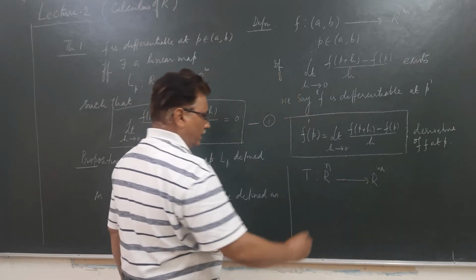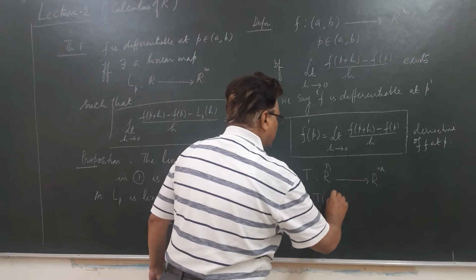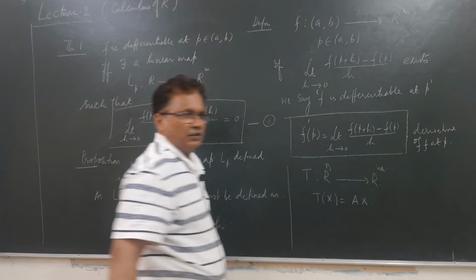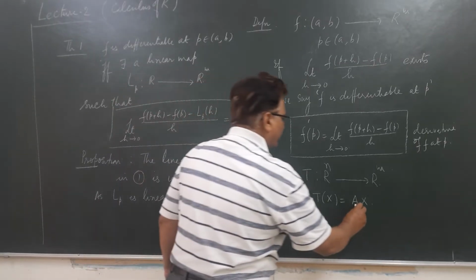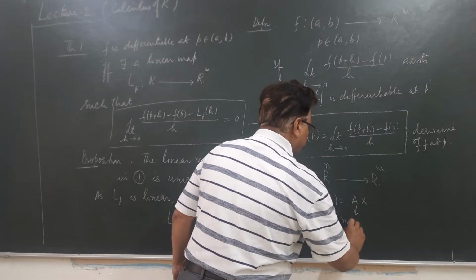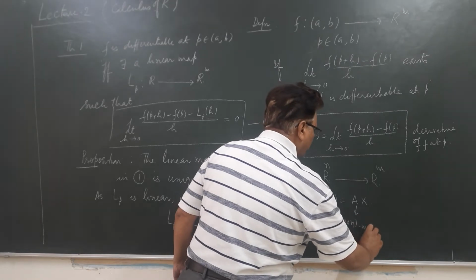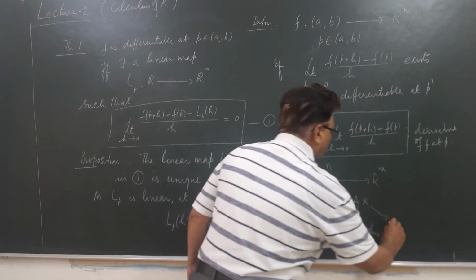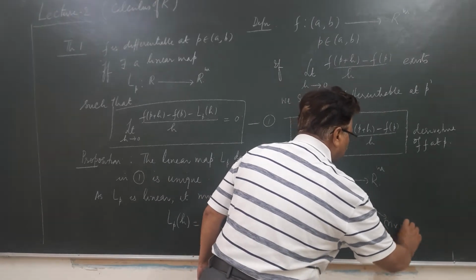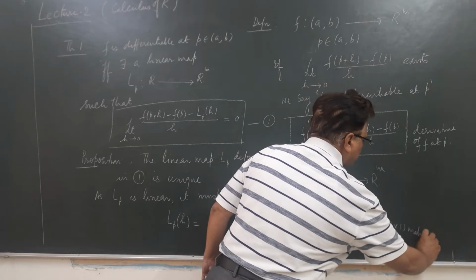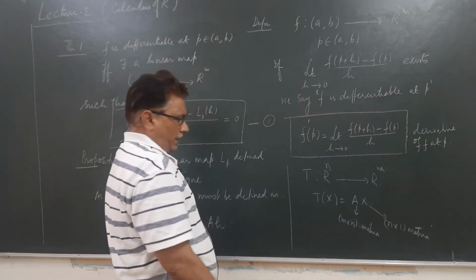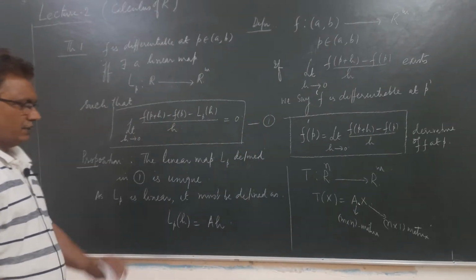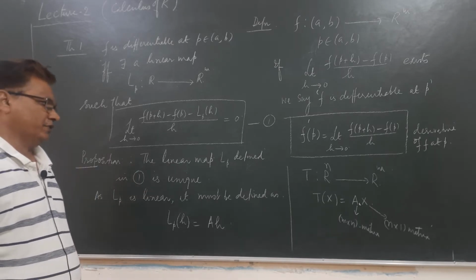then it will always be defined as Tx equal to A into X, where A is an m by n matrix and this is a vector of Rn, you may call it an n by 1 matrix, and this product is the matrix product of the two. This is how a linear map is defined.